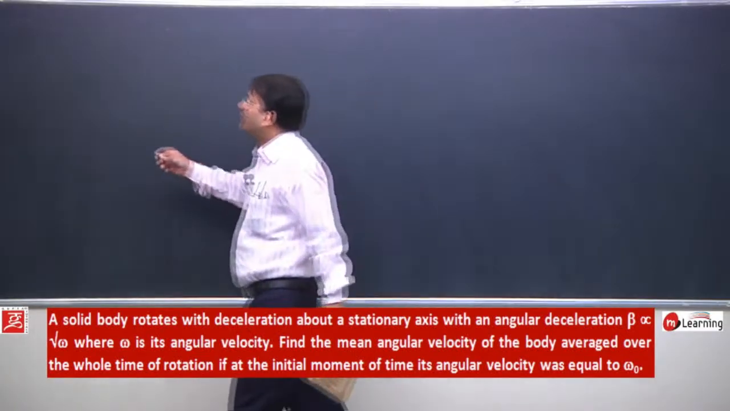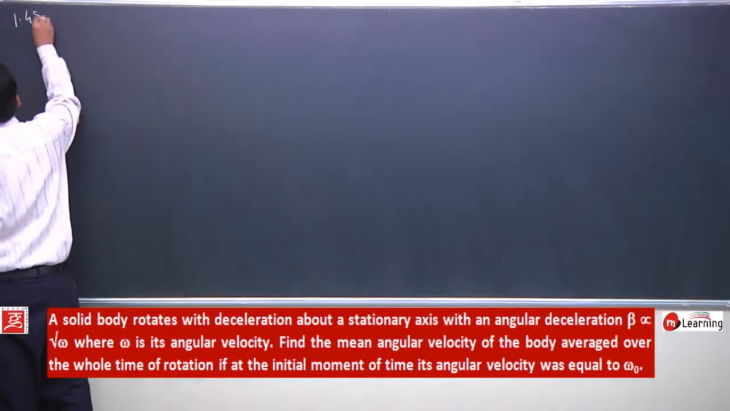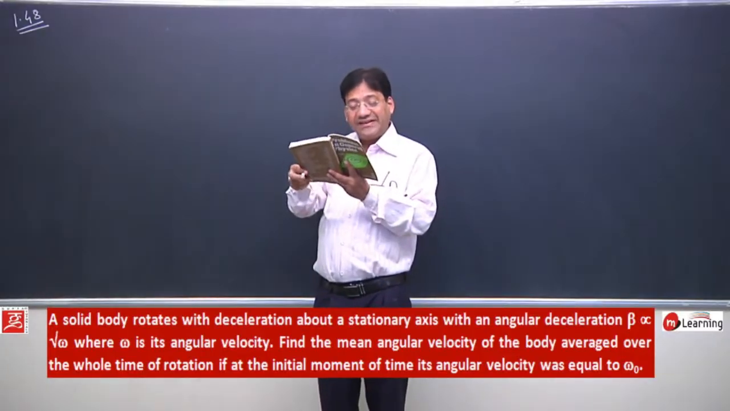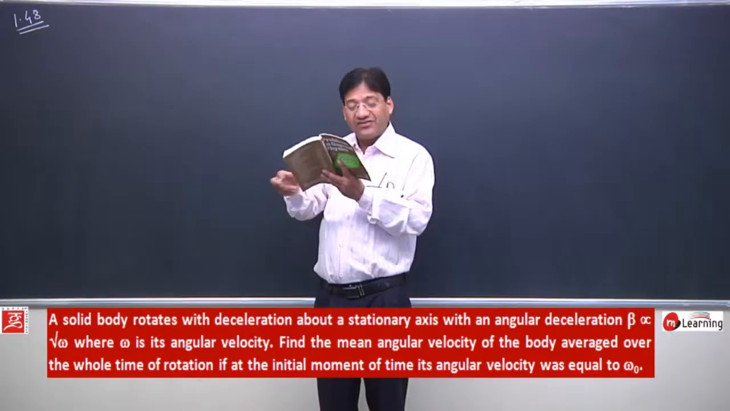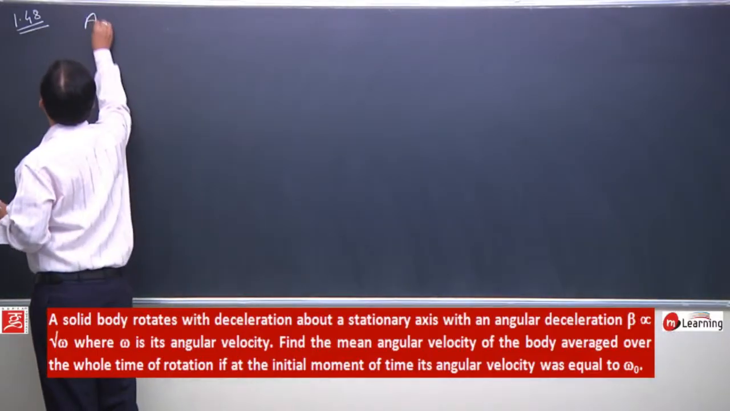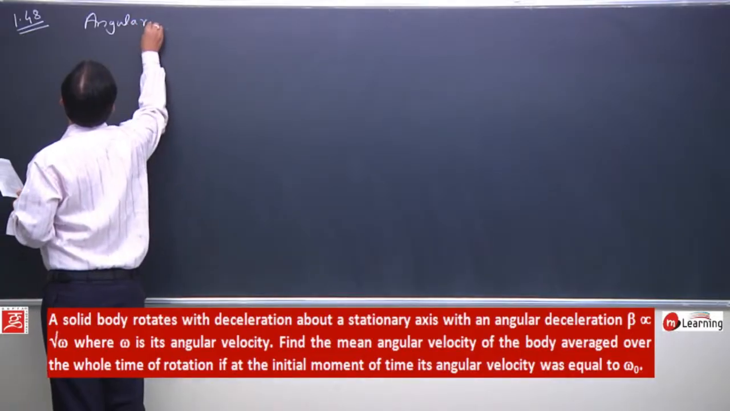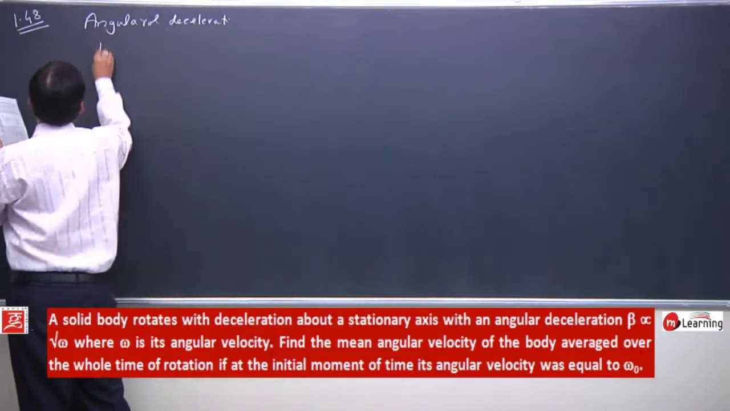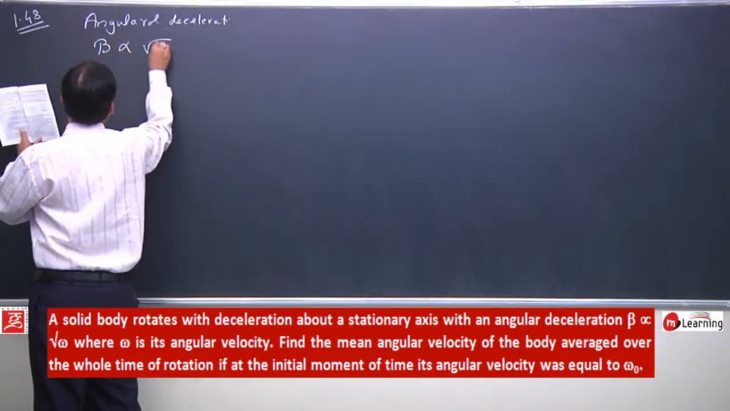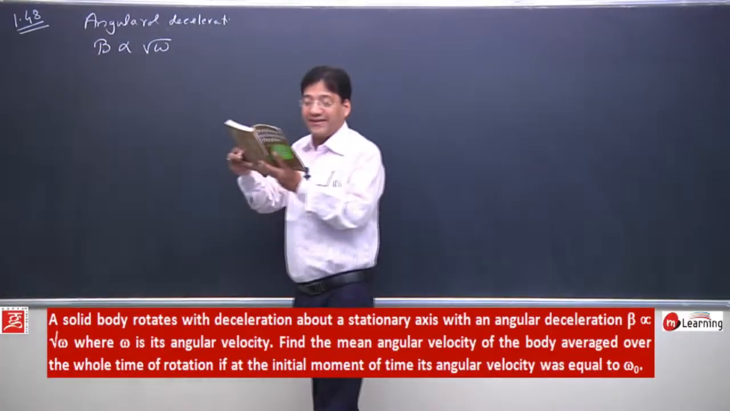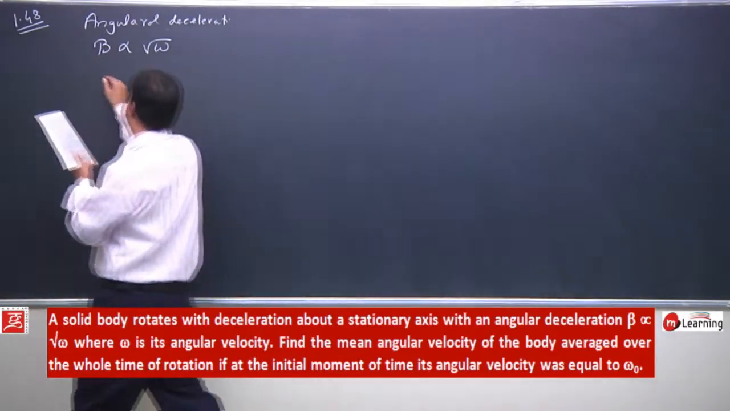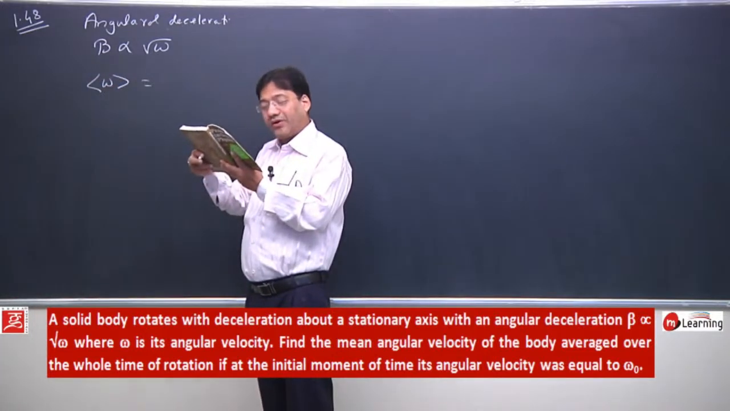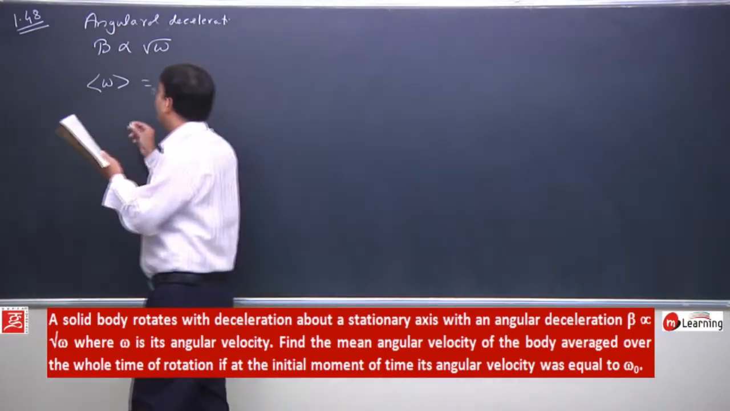Now let me solve problem number 1.48 for you. A solid body rotates with deceleration about a stationary axis with angular deceleration. That angular deceleration is directly proportional to the root of angular velocity, where omega is angular velocity. Find the mean angular velocity of the body averaged over the time of rotation.